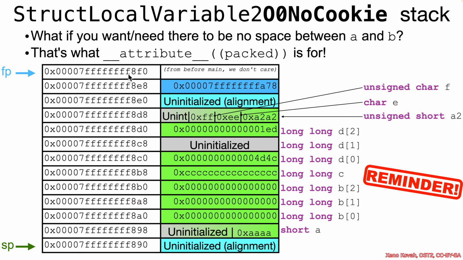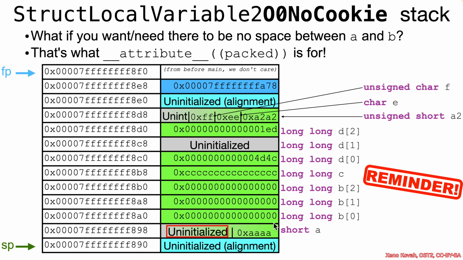Now, as a reminder, this is what our StructLocalVariable2 no cookie looked like. But I had made reference before to the fact that I didn't kind of like this little bit of uninitialized space here after A and before B. I said, like, why can't we just squish it all together?